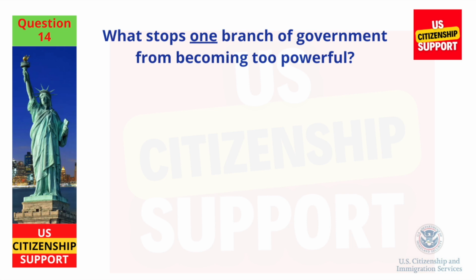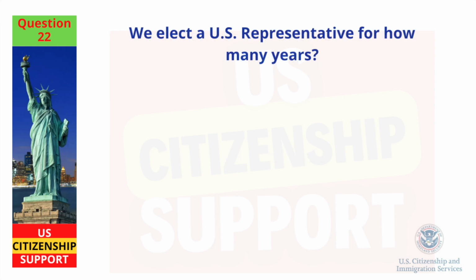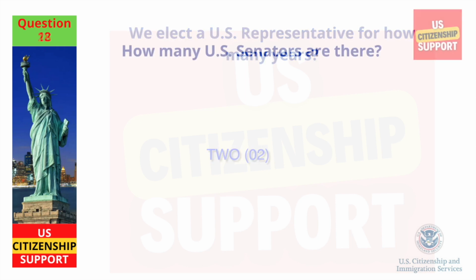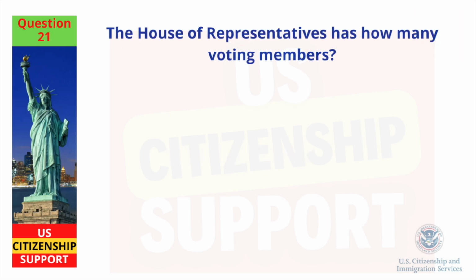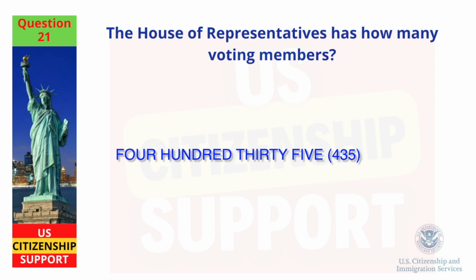What stops one branch of government from becoming too powerful? Checks and balances. We elect a U.S. representative for how many years? 2. How many U.S. senators are there? 100. The House of Representatives has how many voting members? 435.